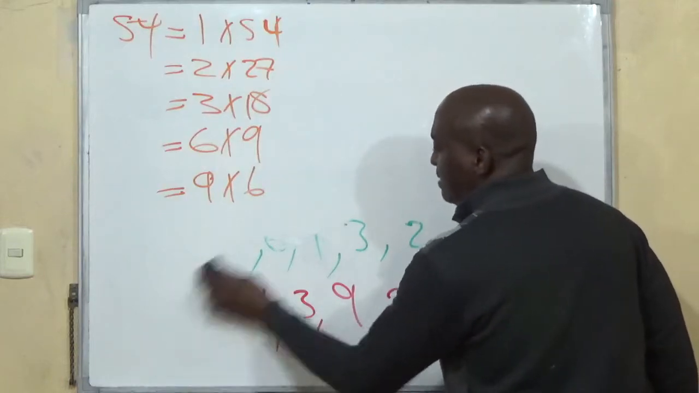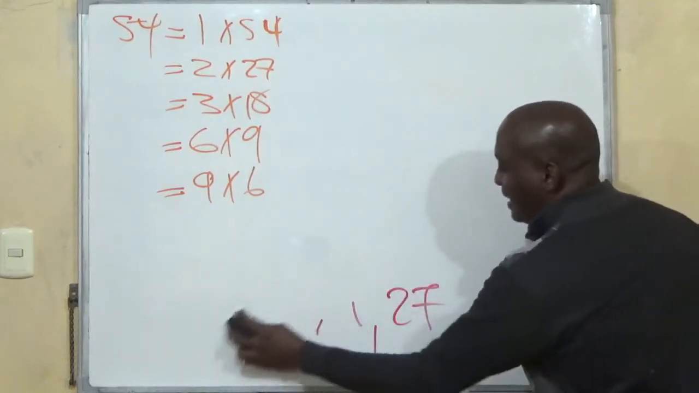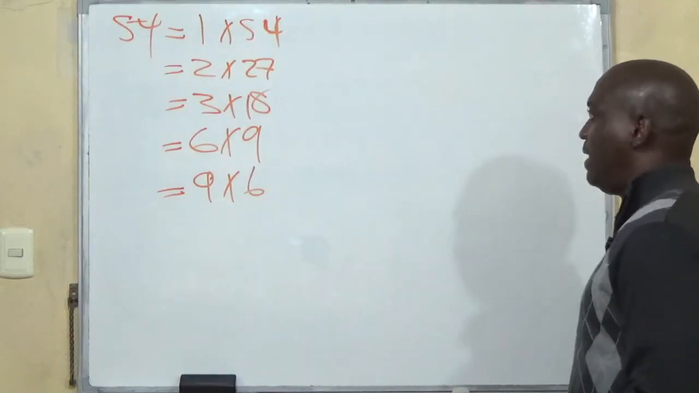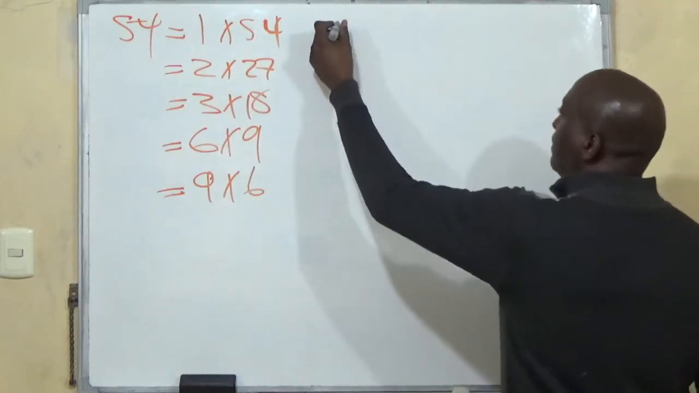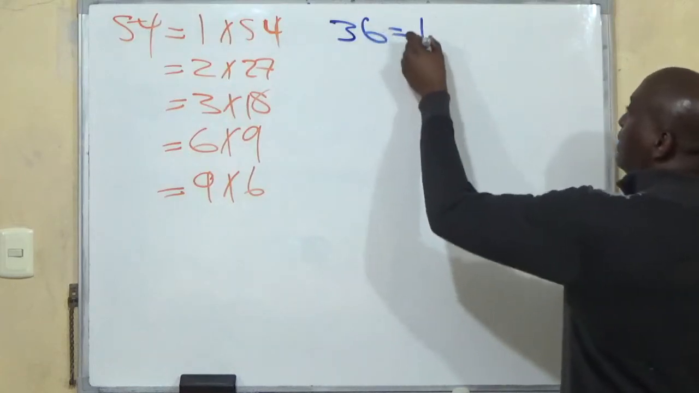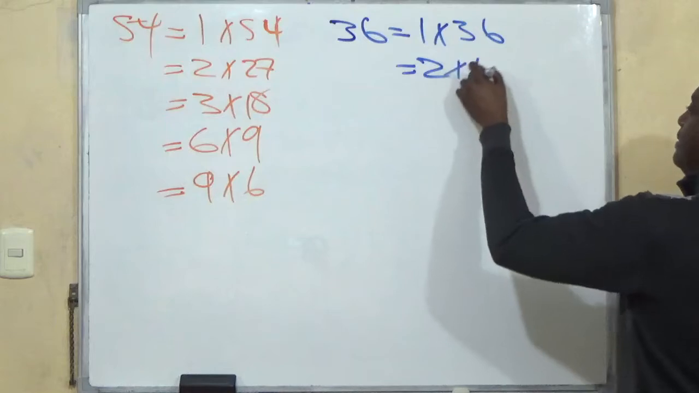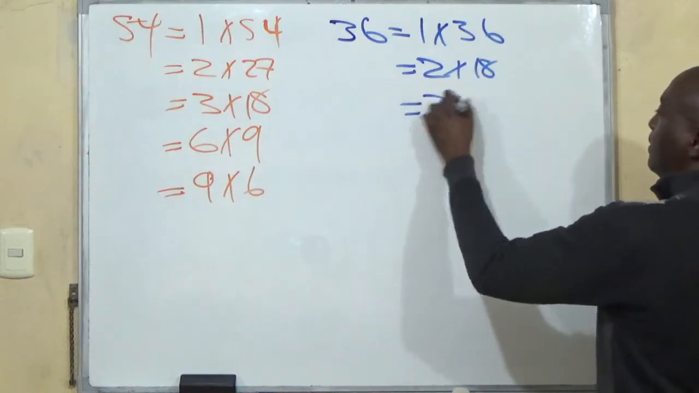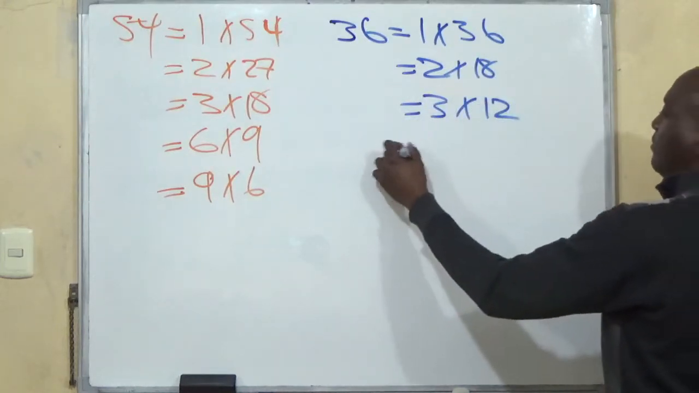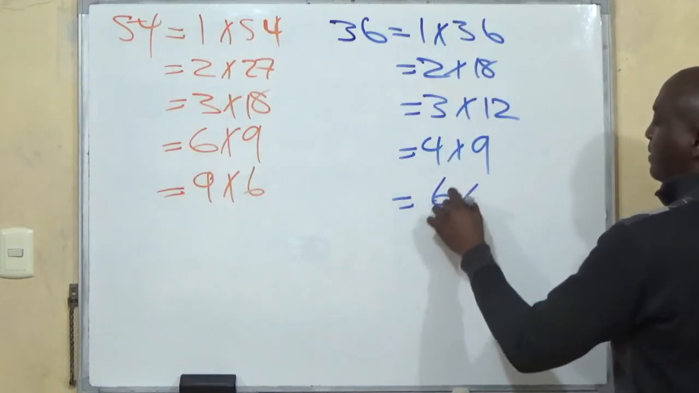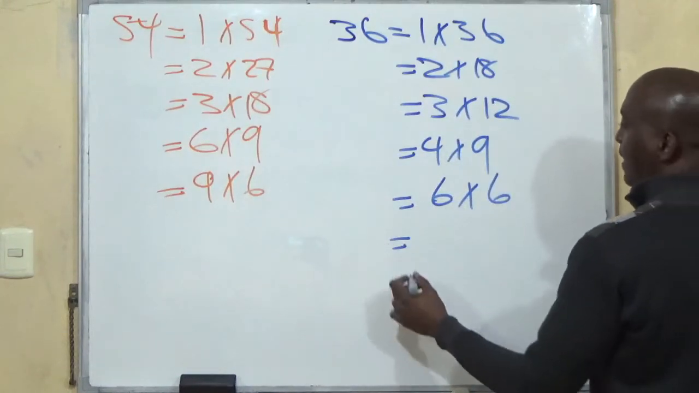Let me just go back to the 36 because I want to make a particular point here. When we were doing 36 a while ago, we had 36 as 1 by 36. We had 2 by 18. We had 3 by 12. We had 4 by 9. We had 6 by 6. And then we had what?